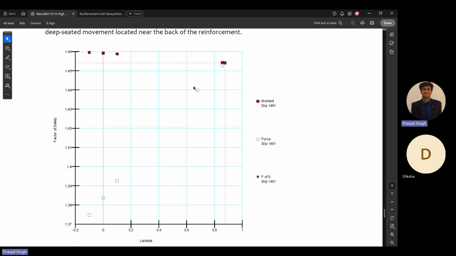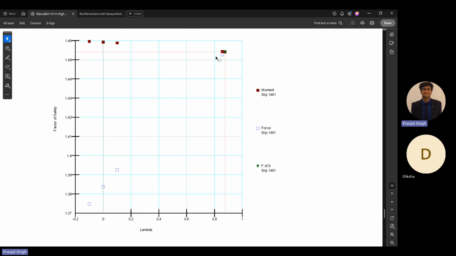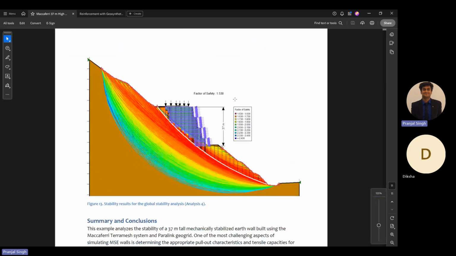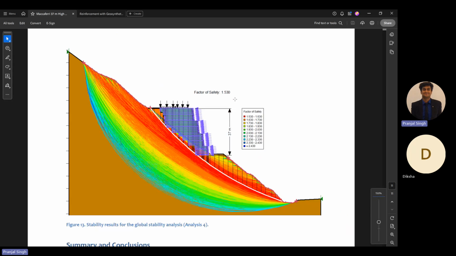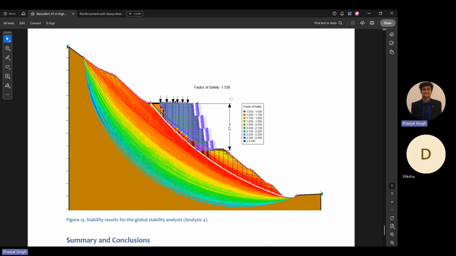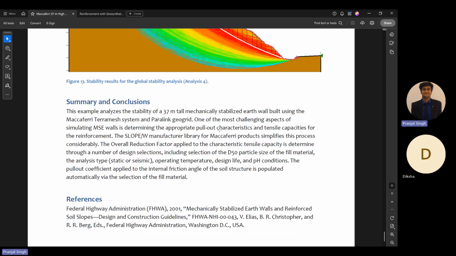So you have a factor of safety for force equilibrium and you have a factor of safety for moment equilibrium, and where both these values meet for a different lambda, that is the actual factor of safety. So here they meet and that's the actual factor of safety. And this is the global stability analysis. Here you can see that the slip surfaces are outside the reinforcement zone. So here the global factor of safety is 1.53.